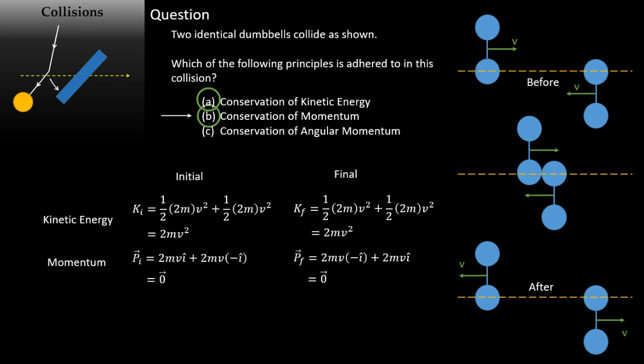The momentum. The momentum is conserved as well. So we're looking at that momentum. And what do we see? Well, we see that the momentum in the x direction is, for the left-hand dumbbell, 2mv times i in the initial state. For the right-hand dumbbell, it's 2mv times minus i. It's going in the opposite direction, minus i. Add them together, the momentum is 0. Total momentum for the system is 0 before the collision.